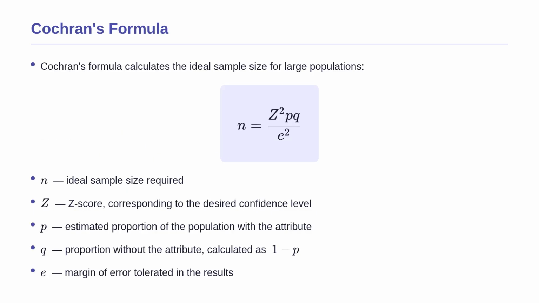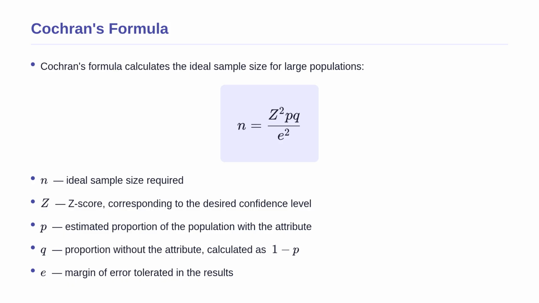To calculate that ideal sample size for large populations, we use Cochran's formula. Let us break down what each symbol means. The variable n represents the ideal sample size we want to find.